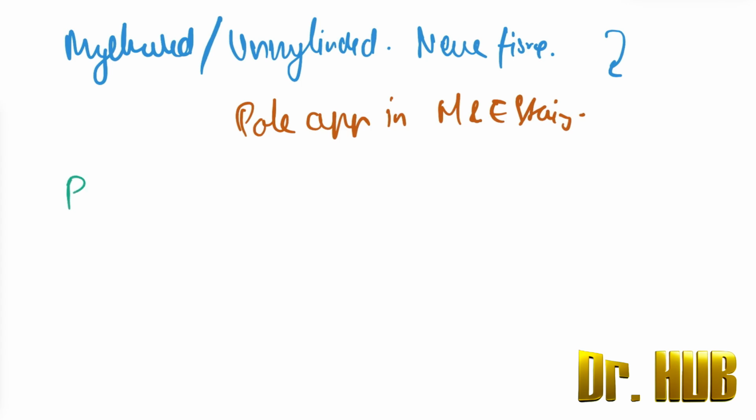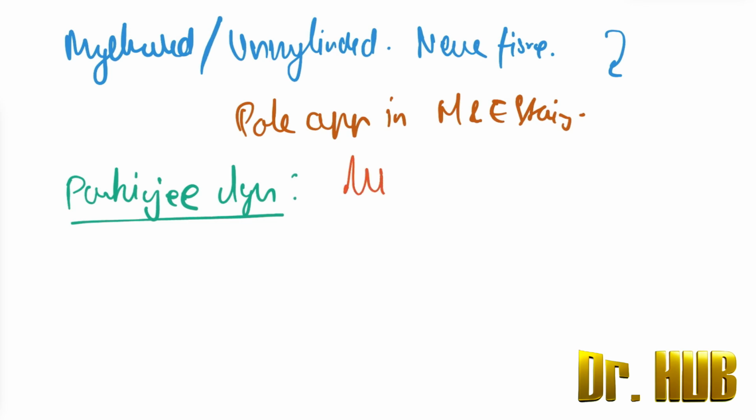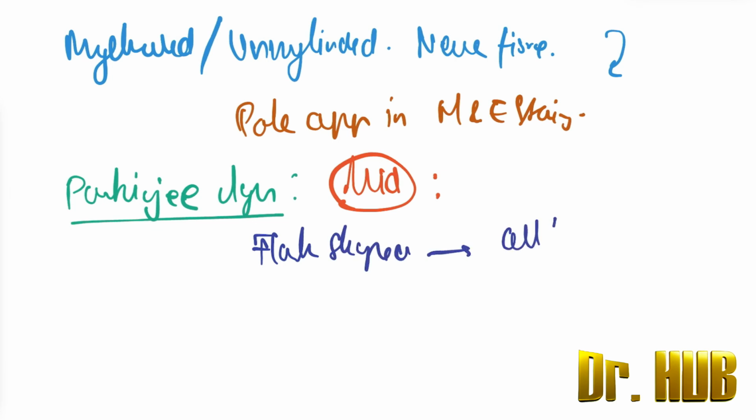Then we look at the Purkinje layer. The Purkinje layer is the middle layer, and it contains the flask-shaped cell bodies of the Purkinje cells.